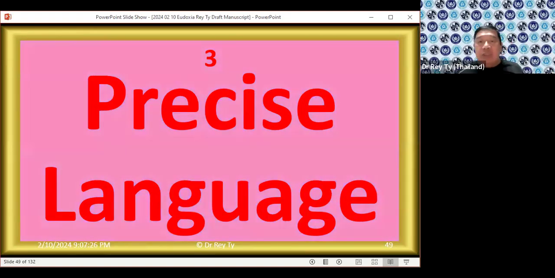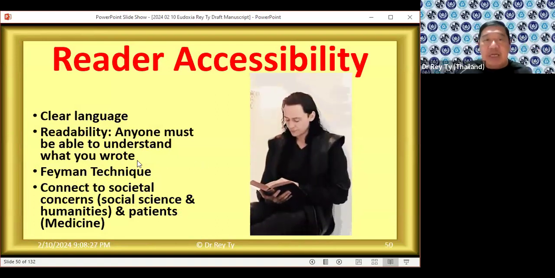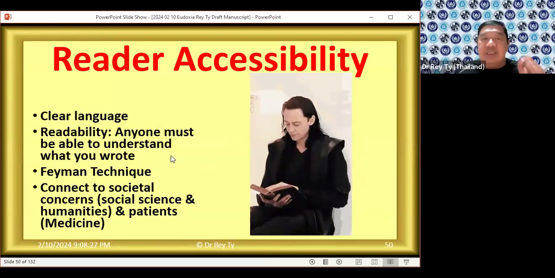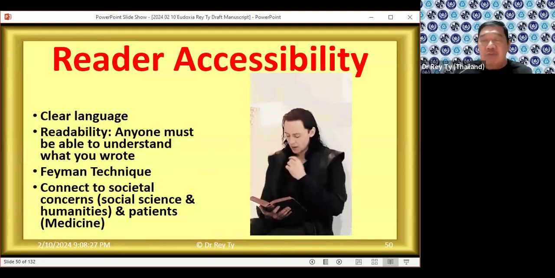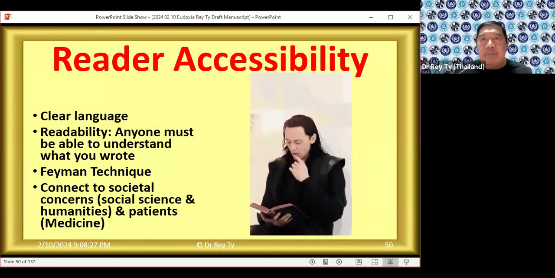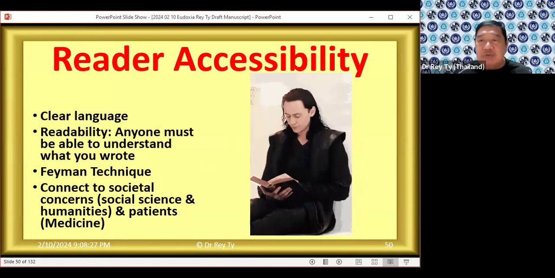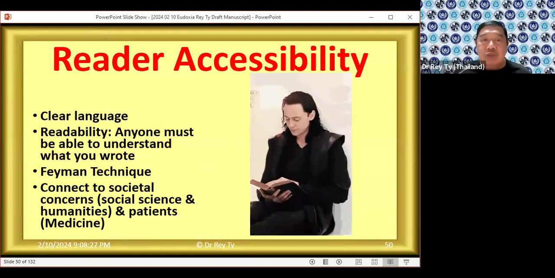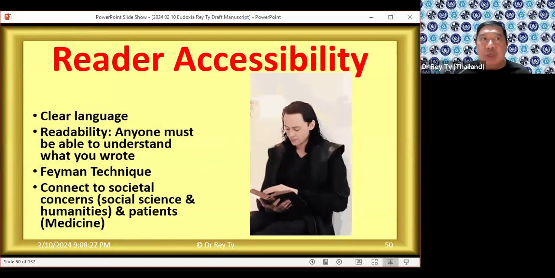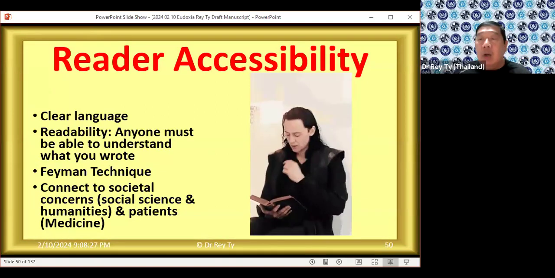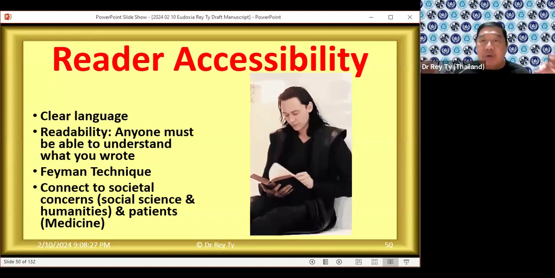Okay, so precise language is needed when you write your manuscript. Clear, readable, anyone should be able to understand what you wrote, even if they're from music, or from engineering, from IT, from agriculture, from theology, from philosophy, from English. Everyone should understand what you wrote. The old approach is the more complex, the more we don't understand what you wrote, the more intelligent you are. Those days are gone. Now they want everything you write to be crystal clear.